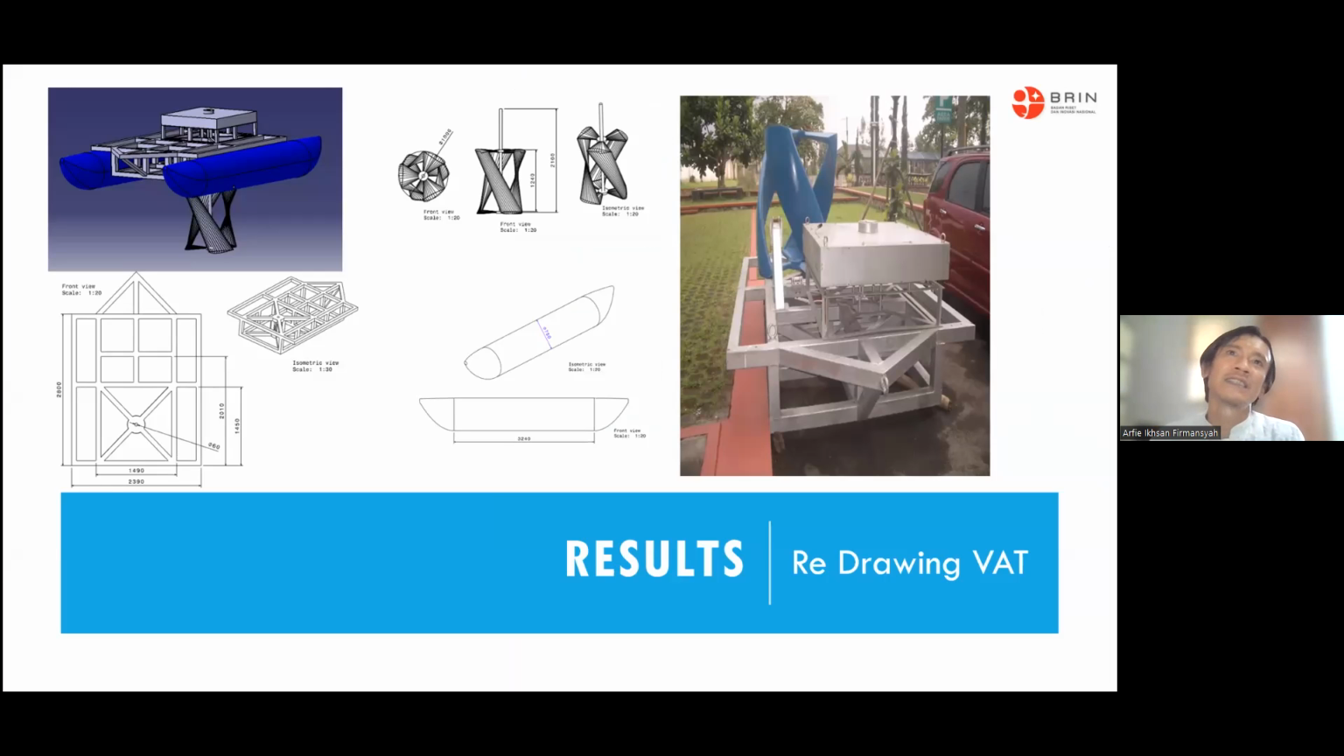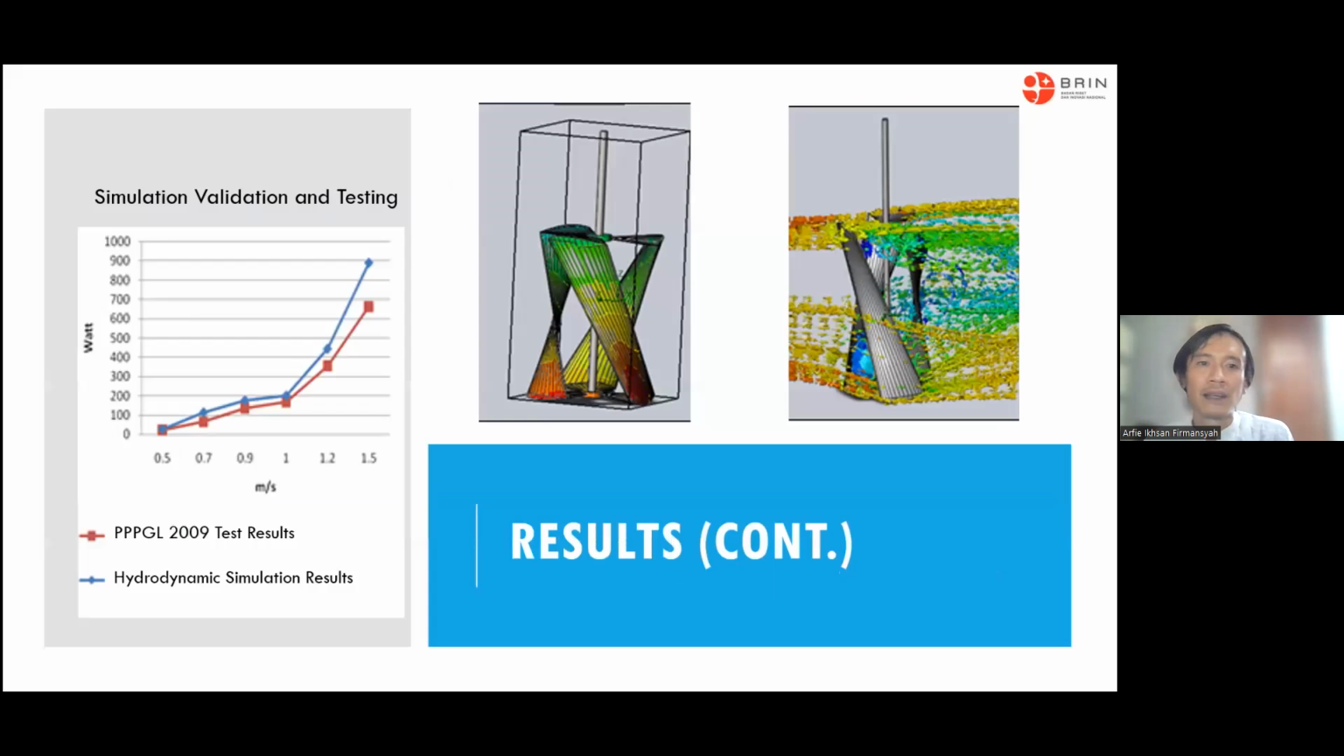This slide shows the redrawing of the existing ocean power generation on the right side. The geometry uses the verification result, the analysis using CFD, because the existing ocean turbine has experimental data. At this slide, the verification data from the simulation and the experimental data has a standard error below 5%.